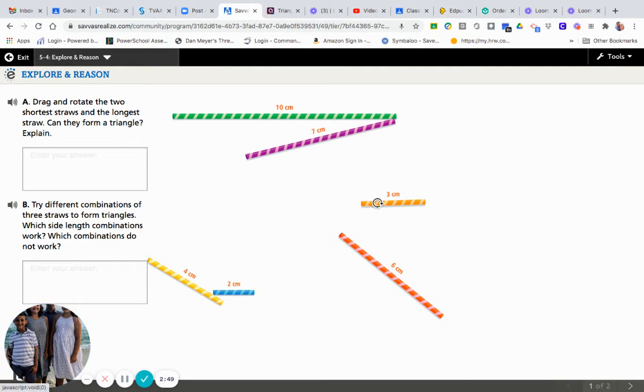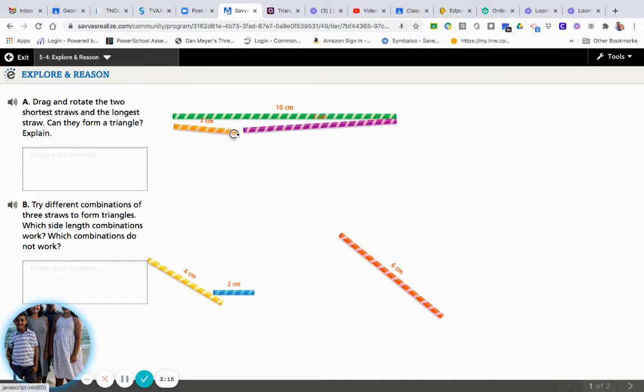Let's take a look at 3 and see if that would work. I'd have to kind of bend this around, see if that would work. So the question is, would these ever touch and make a triangle? And the answer is no, they wouldn't. But the question is why? Why would they not form a triangle?